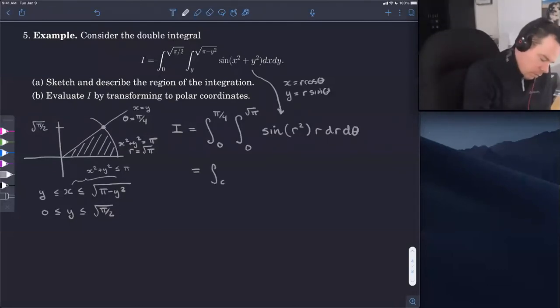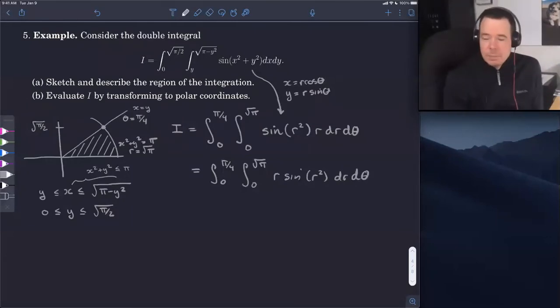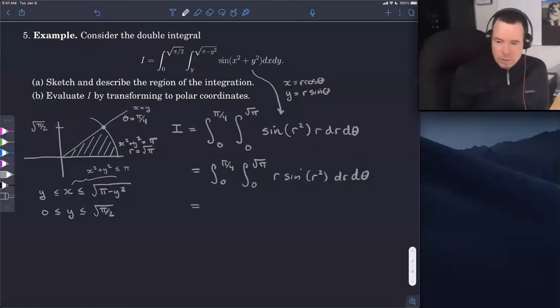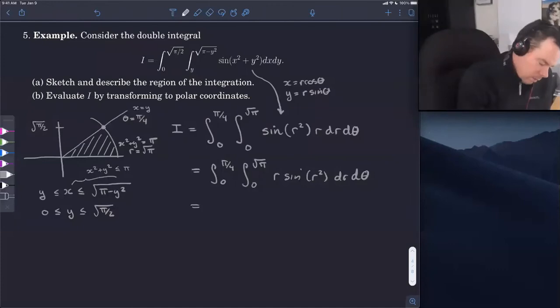And so this becomes the integral from 0 to pi by 4, the integral from 0 to root pi of r sine r squared dr d theta. And that's really nice because now we can use substitution. The derivative of the r squared is sitting right out front. It's the r. Here's another thing I'm going to draw your attention to. I noticed that there's no variable theta appearing anywhere other than in the differential d theta at the very end, the variable of integration. So that means we can use one of these properties that says we can just split it up into two integrals: the integral involving the theta and the integral involving the r.